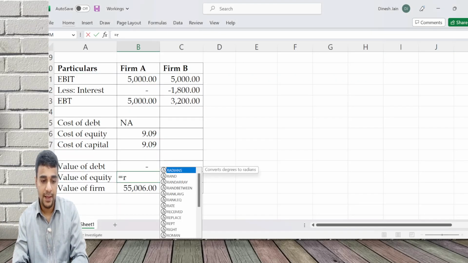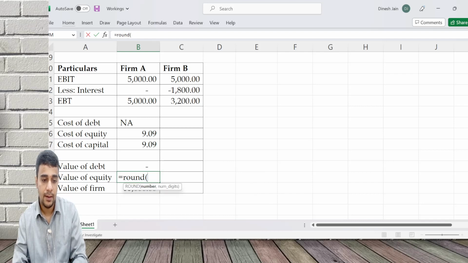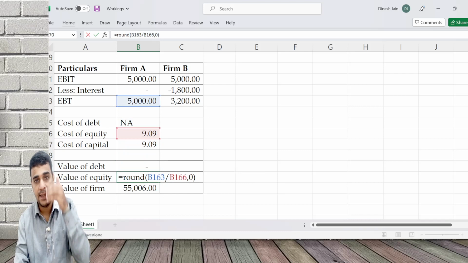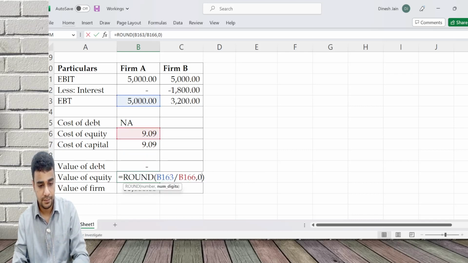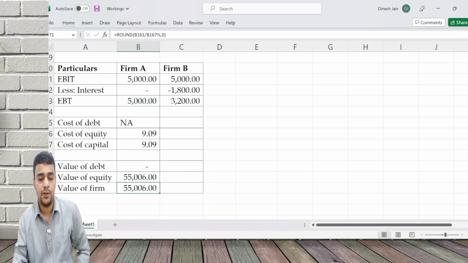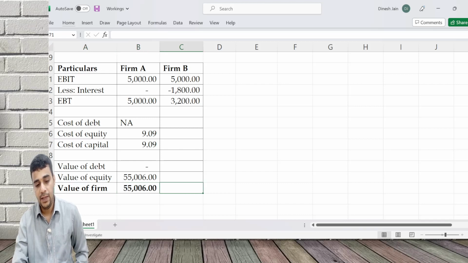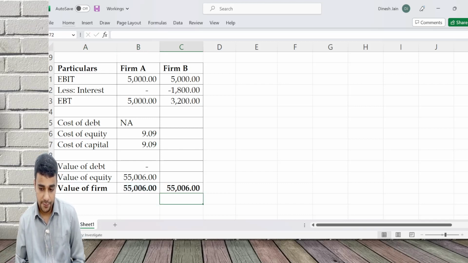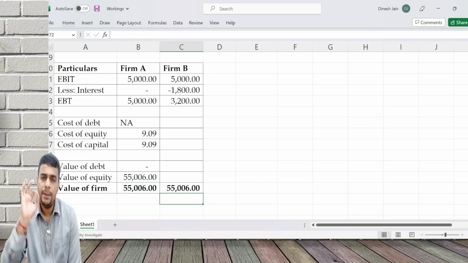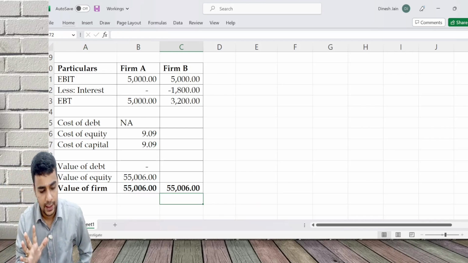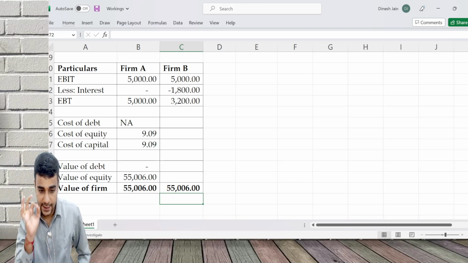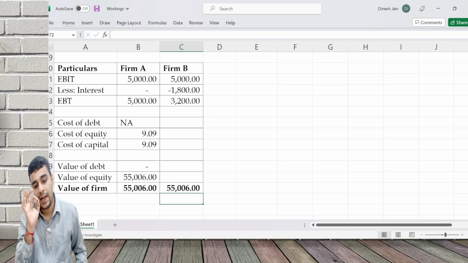You can keep interchanging the formula. Equity, either you apply the formula which is EBT by cost of equity or take it as balancing figure. Debt plus equity is firm. So you'll get the same answer, 55,006. Value of firm for firm A is 55,006. Firm B will also be 55,006, because under this approach, if taxes are not there, both firms will have same value.